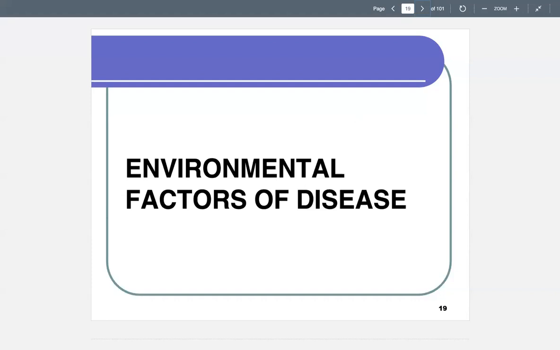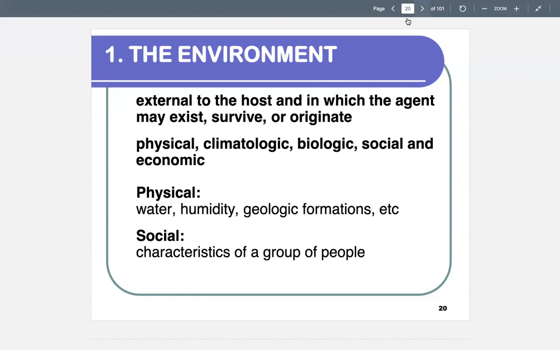So now, class, we go to the environmental factors of the diseases. As we all know, when we say environment, this is external to the host, in which the agent may be found. This is where the pathogens exist, survive, or originate. It could be physical, climatologic, biologic, social, and economic.